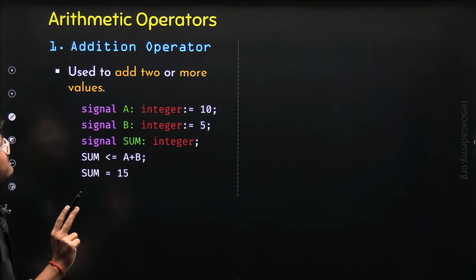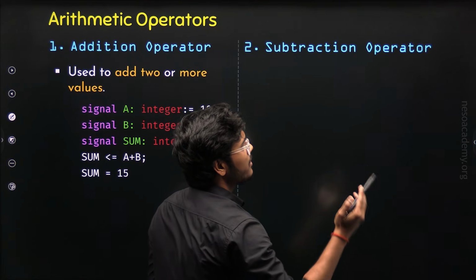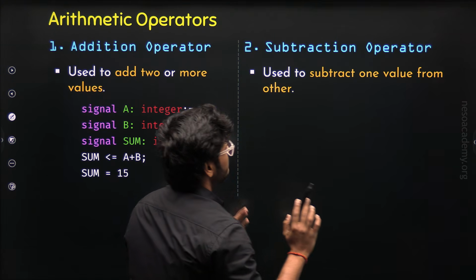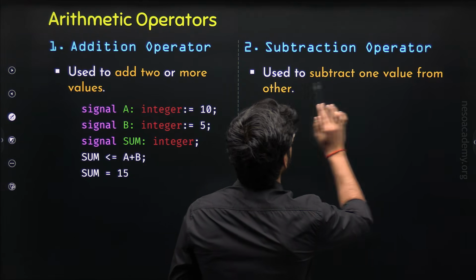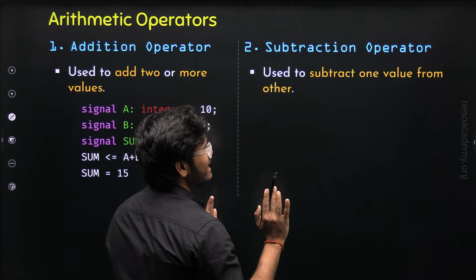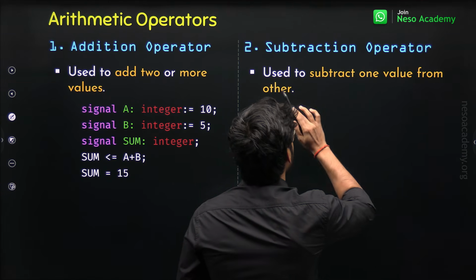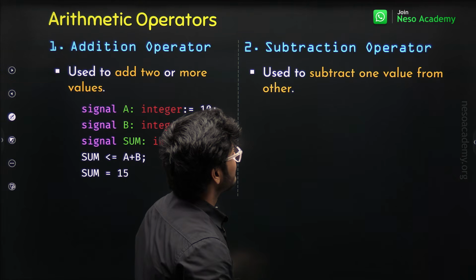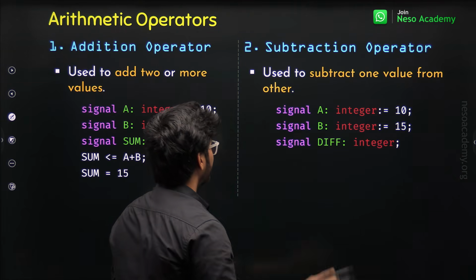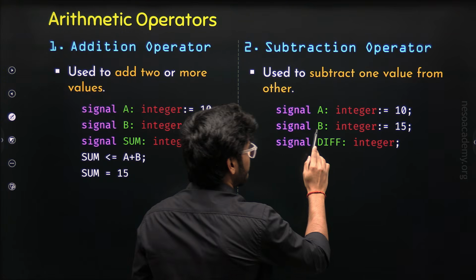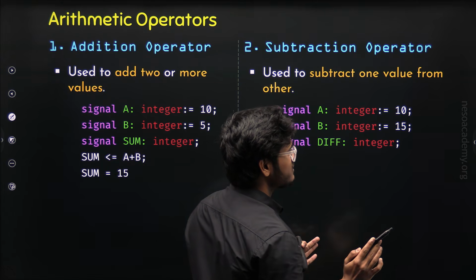Let's understand the second operator, subtraction operator, represented by minus symbol. Now subtraction operator is used to subtract one value from other. That is, subtraction operator is used to subtract one input value from other input value. Let's understand how to use the subtraction operator in VHDL code. For that, I am taking two signals, A and B, and both are of integer data type and assigning fixed values.